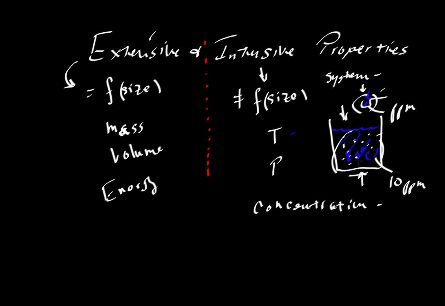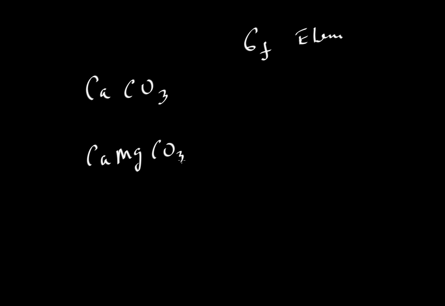Let's take a final look at the issue. By looking at tables in Robie et al., let's say we want to compare calcite, and we want to look at its Gibbs Free Energy formation from the elements with dolomite. Dolomite has a formula that's usually written like this, and this is the way it's written in Robie et al. too.